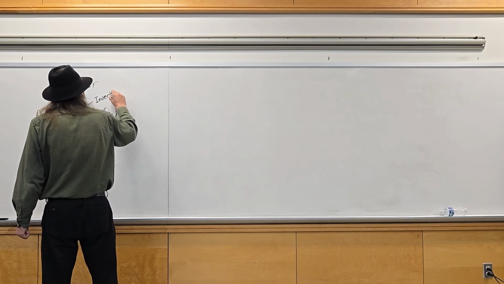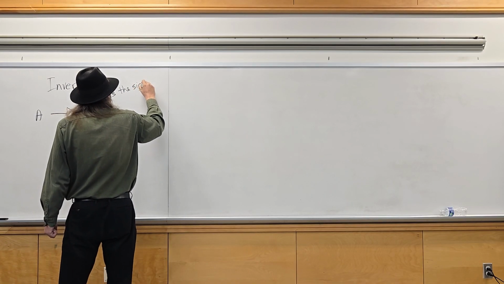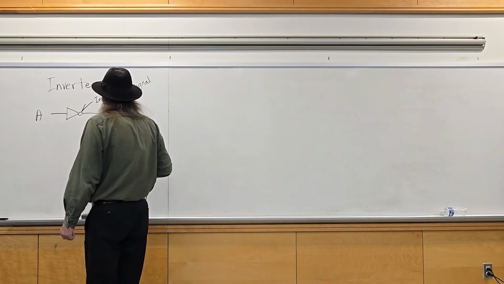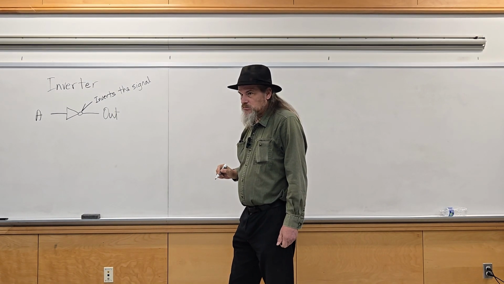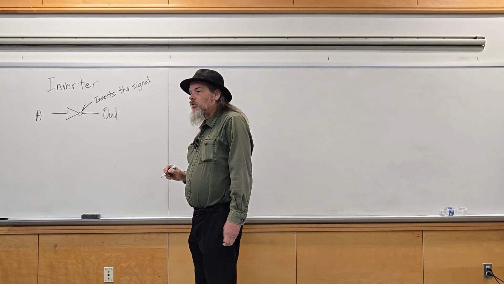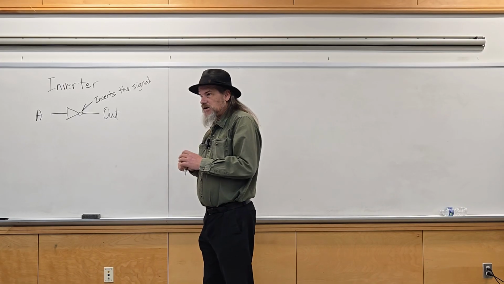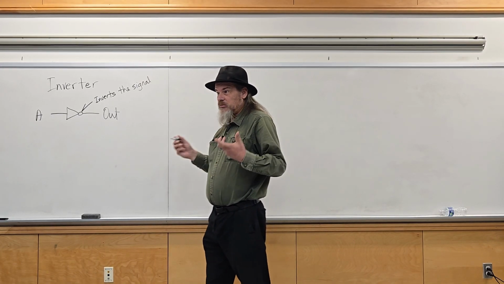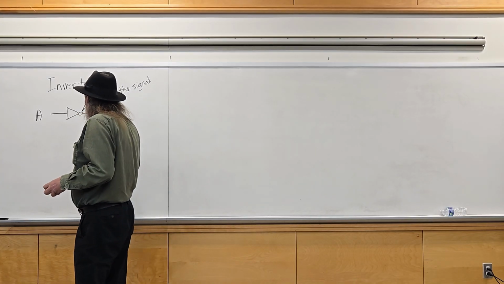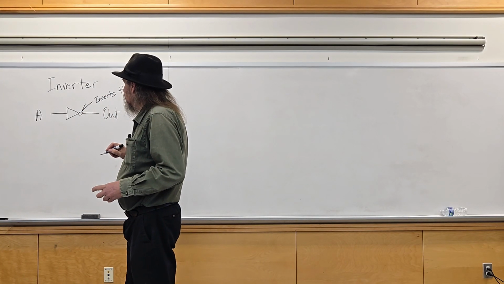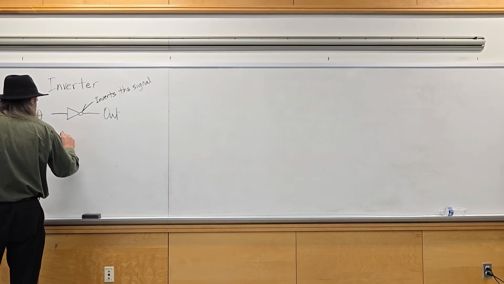The bubble indicates that the signal at that point is inverted. It could be on the input or the output of the gate or symbol. In this case, the output is inverted. What that means is, we'll get to a state table here.